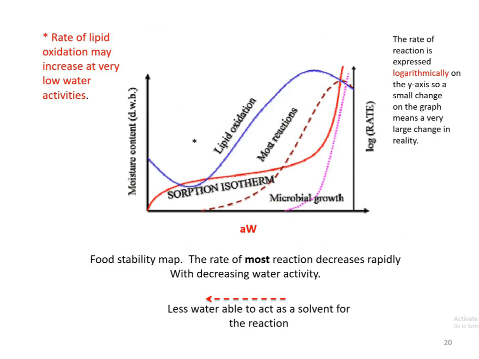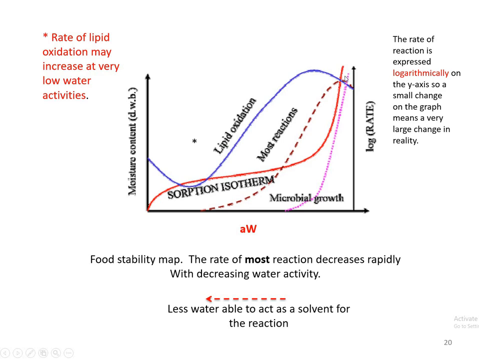You can plot this, they call this the moisture absorption isotherm. You will learn in detail in food preservation, food processing, food engineering. You can plot AW as a function of moisture content. This is the rate of the reaction. Remember, it is log. Therefore, a small change means a big change. A small change on the graph means a very large change in reality.